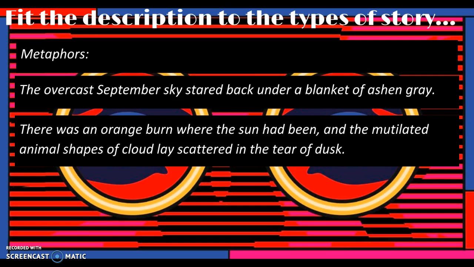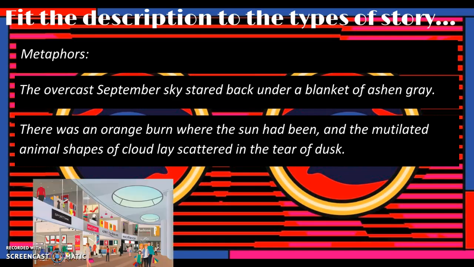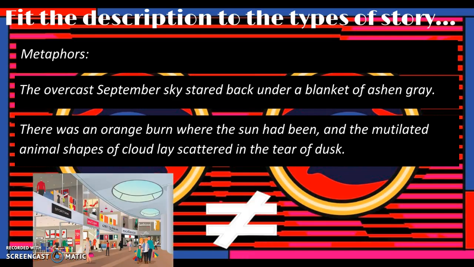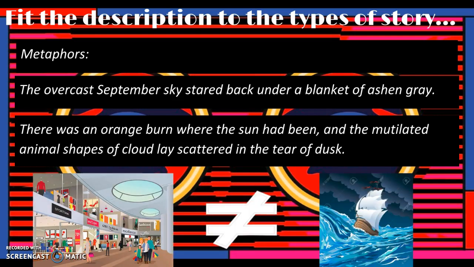Instead, you want to find original comparisons. There was an orange burn where the sun had been, and the mutilated animal shapes of clouds lay scattered in the tear of dusk. Much more original, okay? And again, sparing on the adjectives, just as many as you need, and focusing more on the verbs and nouns. And we're not going to talk about this because I'm almost out of time in my video.